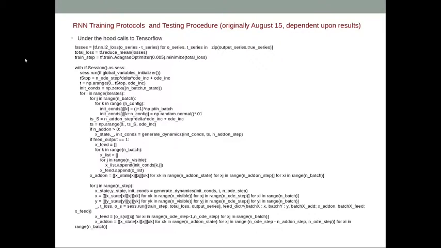The next components that I'm going to look for are RNN training protocols and testing procedure. We originally had an August 15th deadline set for this, and we do have training protocols and testing procedure in place. We have results from those as well, but we might be making adaptations as we go forward and see further results. I'd like to mention that in the original proposal, I had these as separate components, but they really do come together, which is why I have them on one slide here.